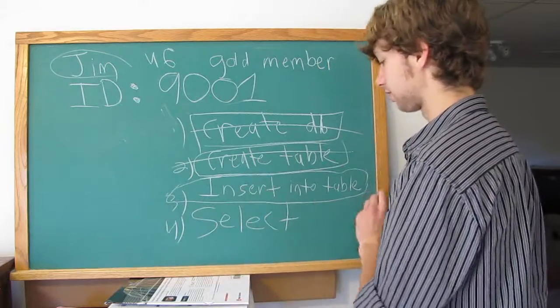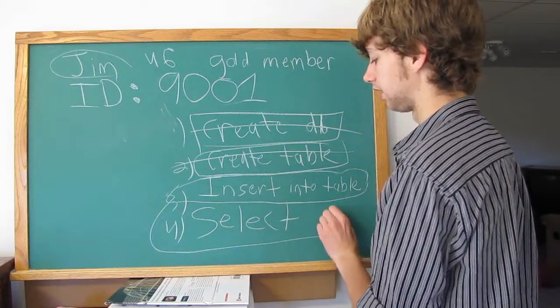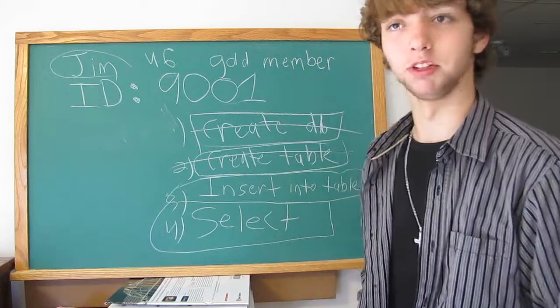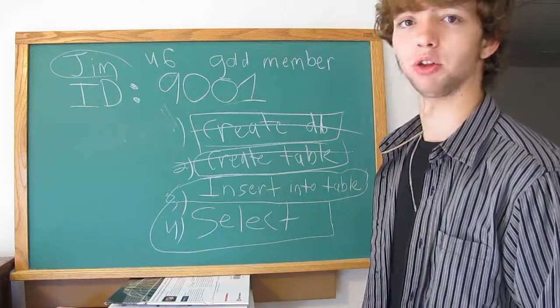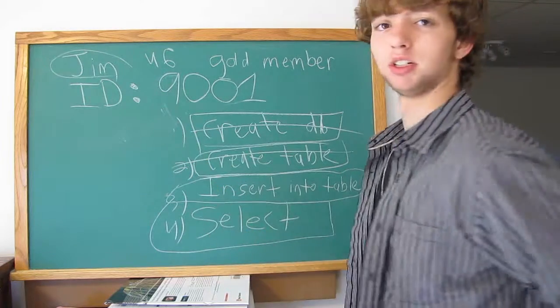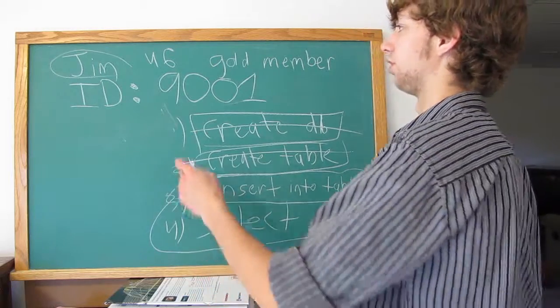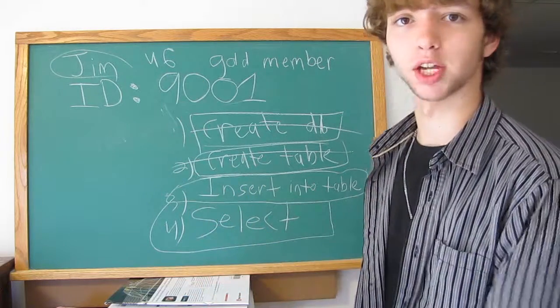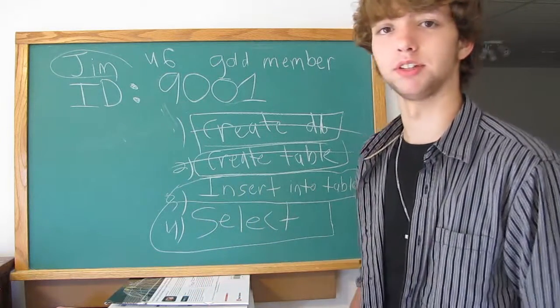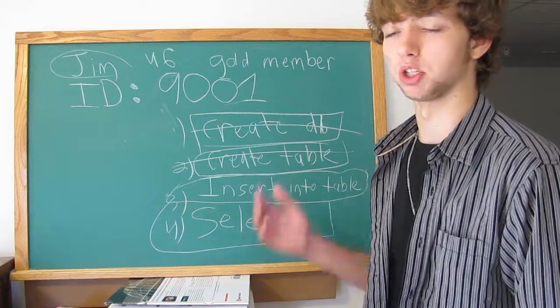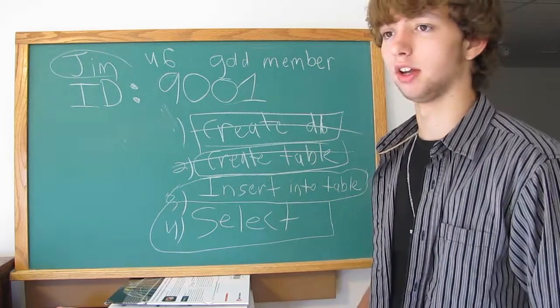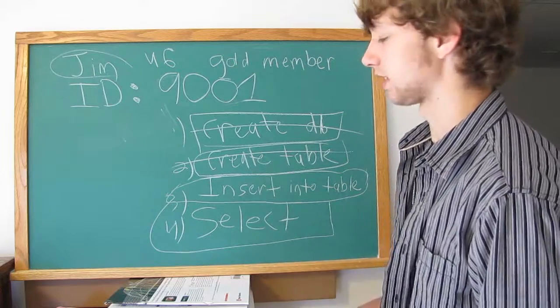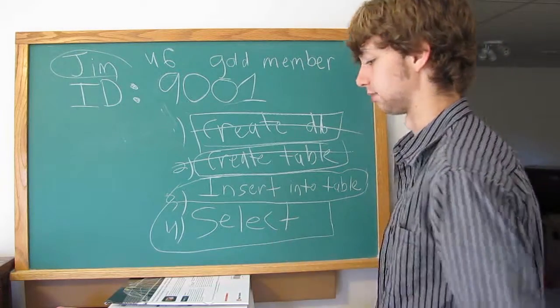So after you insert into the table, you can select the information, basically retrieving the information. So select all the members with the first name Jim, select all the members with the age 46, or select all gold members. Maybe you want to give a discount to anybody who's been a gold member for more than a year as like a little bonus or something. Well, that's how you would go about doing that, using select statements.